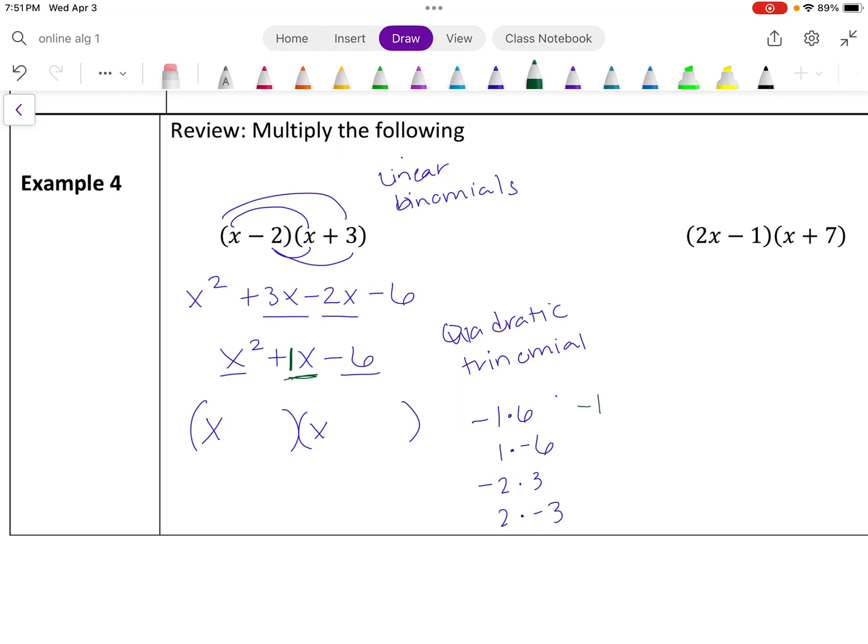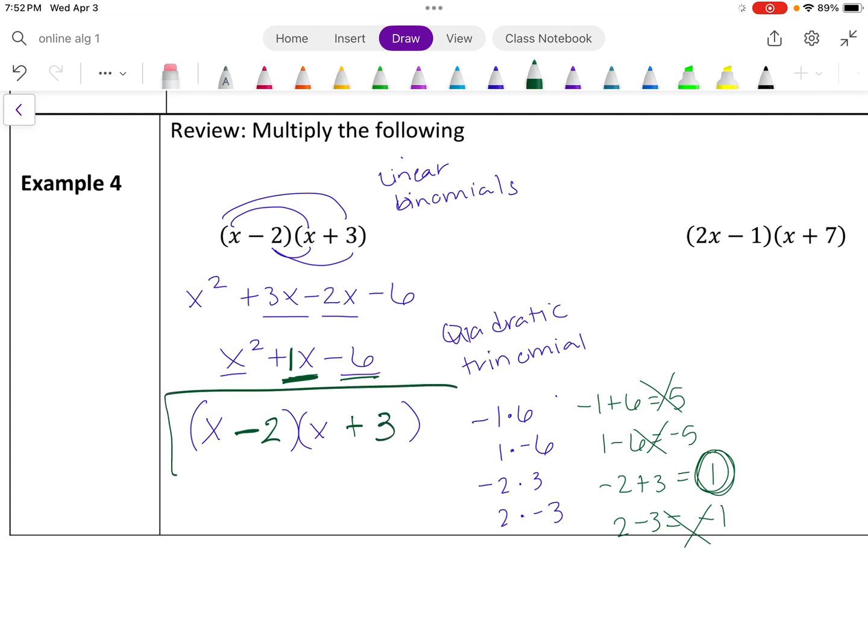So let's see. Negative 1 plus 6 is 5. That doesn't work. 1 minus 6 is negative 5. That doesn't work. Negative 2 plus 3 is a positive 1. That's what we were looking for. Just to show that's the only thing that works, 2 minus 3 is a negative 1. That doesn't work. So the only thing that could multiply to be a negative 6 and add to be a positive 1 is if I have a negative 2 and a positive 3. So my factored form must be x minus 2 times x plus 3.